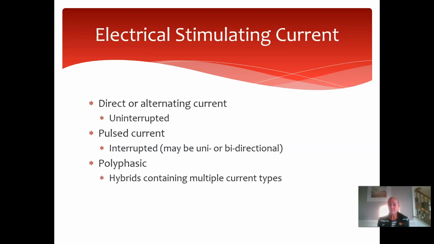So a couple of the different types of current that we're going to be talking about are direct current and alternating current. Both of these are continuous or uninterrupted types of current. And we have particular types of E-stim that we use that do use either direct or alternating current. Then we can have pulsed currents. These are interrupted currents. They have on times, off times, and they can be either unidirectional or bidirectional. And then we can also have polyphasic currents, which are kind of like a hybrid of both types or multiple current types together.